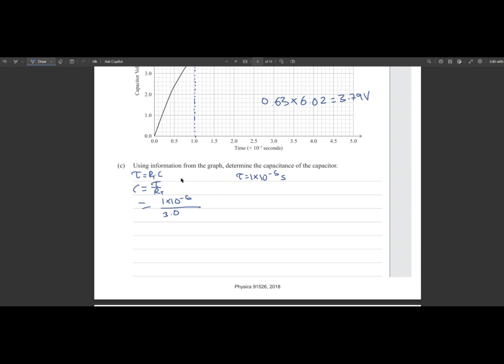So I should just write R total 3.09, and putting that in my calculator I get 3.236 times 10 to the minus 6 farads, which is basically 3.24 times 10 to the minus 6 farads to three significant figures.